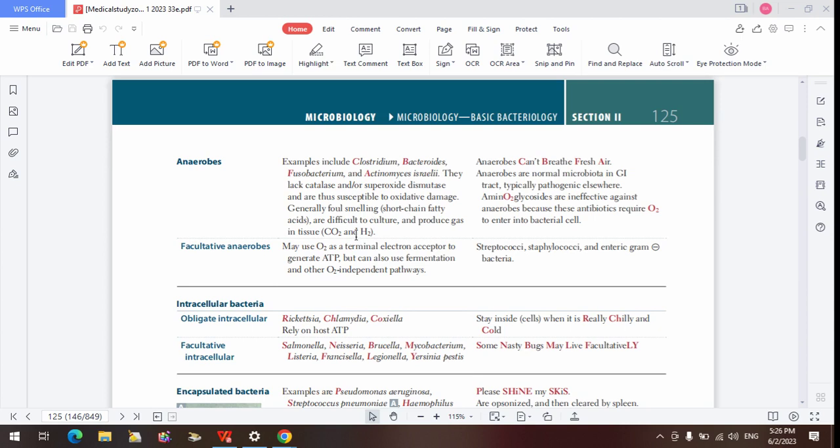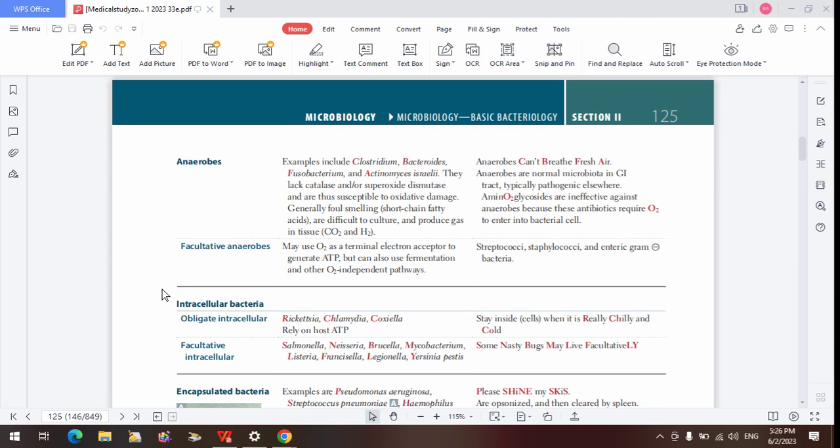Another thing about anaerobes is that antibiotics like aminoglycosides cannot work against them, because for a bacterial cell to take in aminoglycoside, it needs oxygen. So a bacterial cell that does not utilize oxygen cannot be affected by aminoglycoside. So aminoglycoside doesn't work against anaerobes. We should remember that.